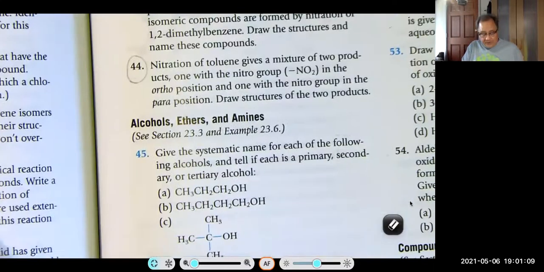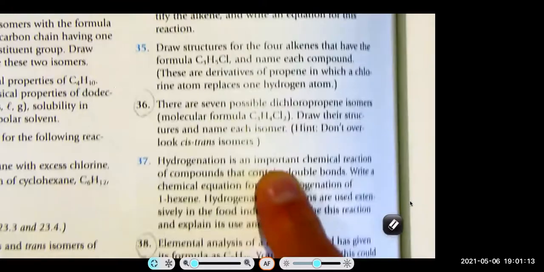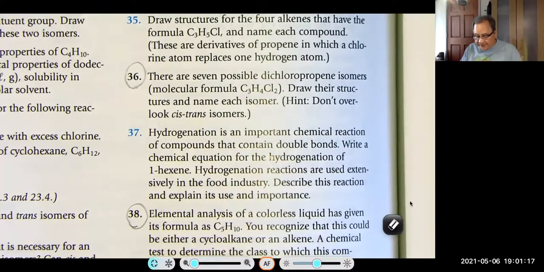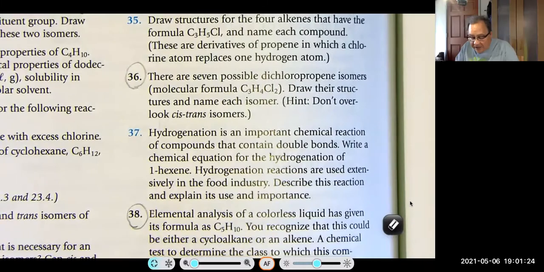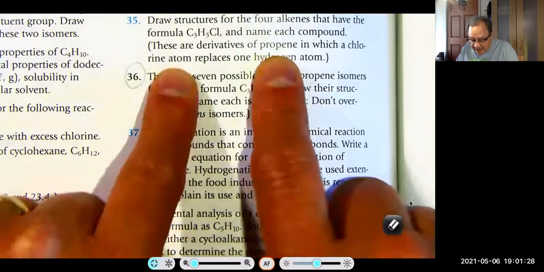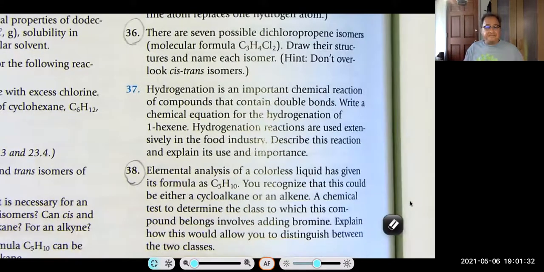Hydrogenation, should you be able to do that one? Number 36. What do you think hydrogenation means? To add H2. There you go. Here, dichloropropene. That's not a reaction. Here, this is a reaction. Should you be able to kind of figure this one out?